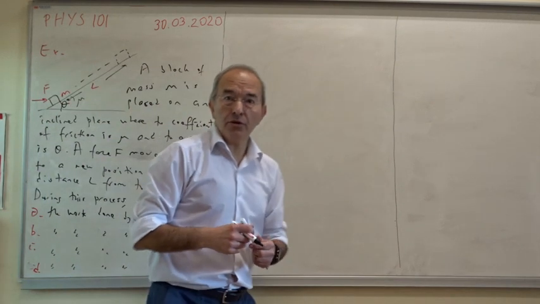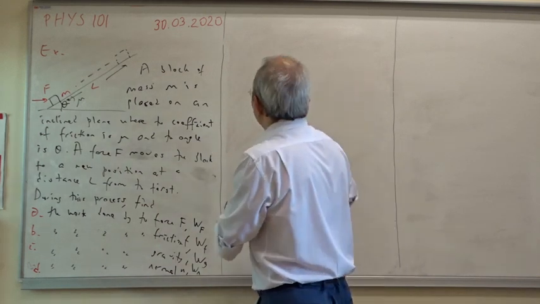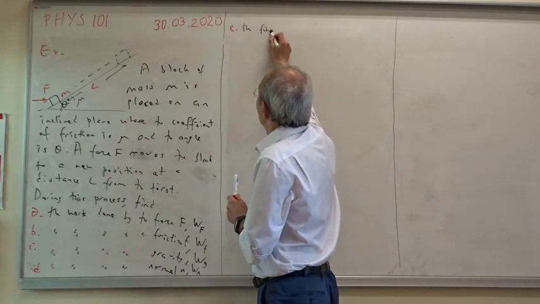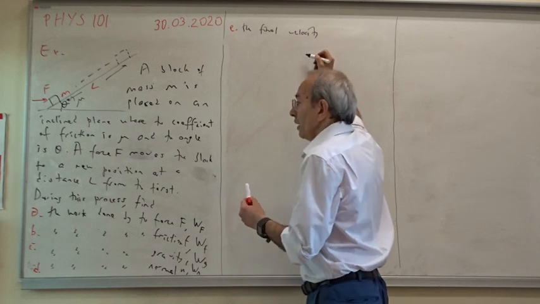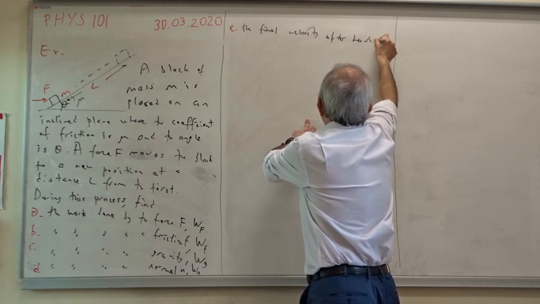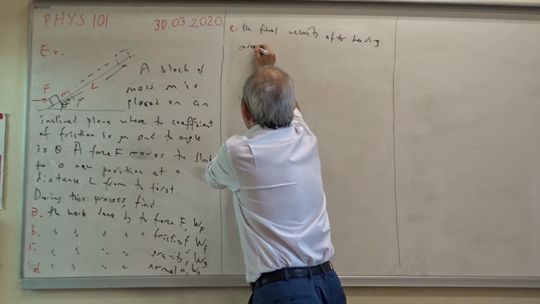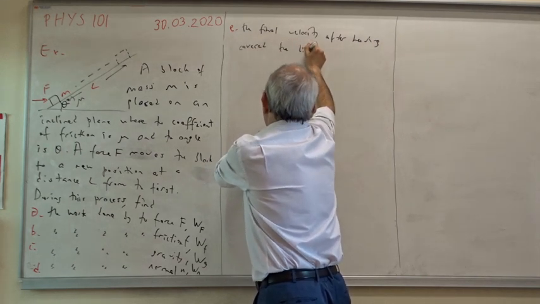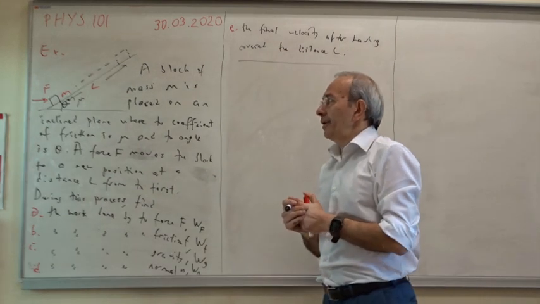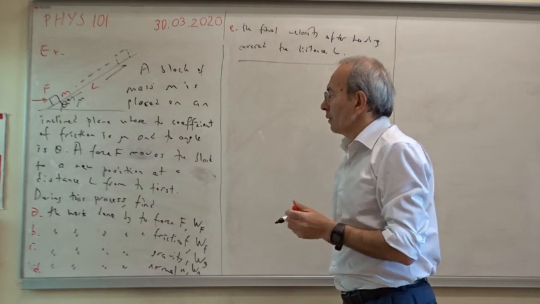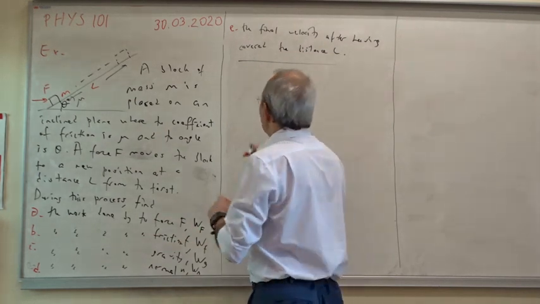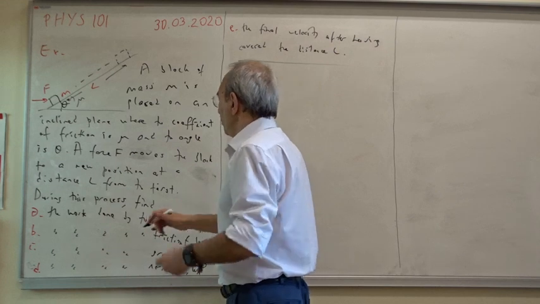And maybe we can also find the final velocity, the final velocity after having covered the distance L. So these are the parts of this problem. We will just use the definitions of the work, and also the work energy principle. Part A, the work done by the force F.